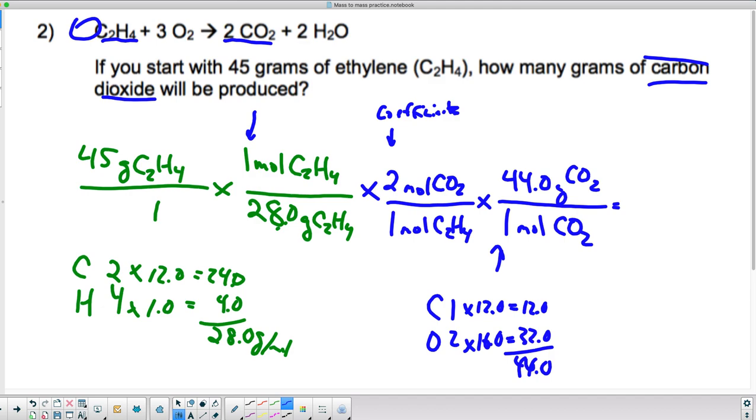Okay, so here's what I do. I go right across, listen to me and follow along. I go 45 divided by 28 times 44, times 2, I forgot the 2 there, tells me the number of grams I have of carbon dioxide. So let me do that one more time here because I forgot the 2. 45 divided by 28 times 2 times 44 equals 141.4 grams of carbon dioxide. That should be rounded off to 2 places, which is 140 grams of carbon dioxide.